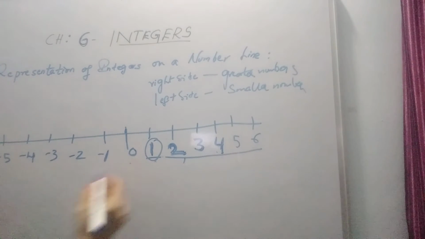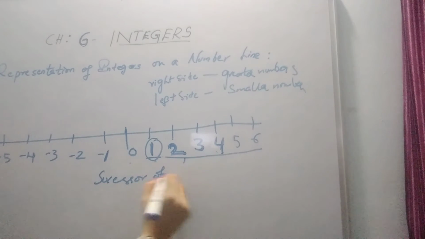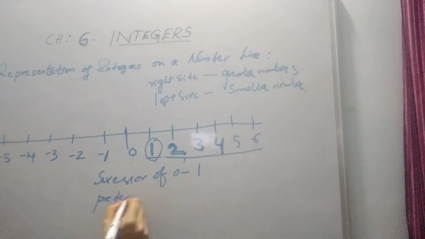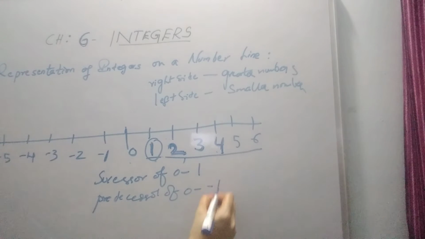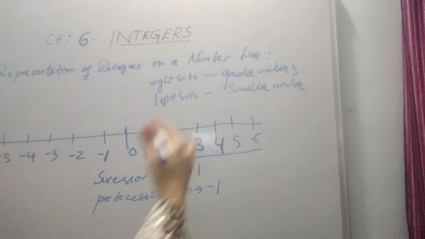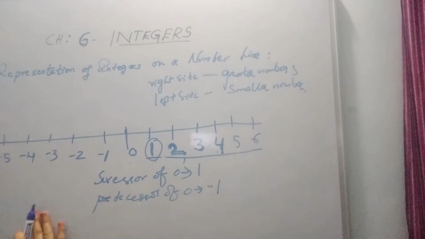Here successor of 0 means 1 and predecessor of 0 is -1. Here we have to write successor and predecessor of numbers like this. Successor means right side of that number and predecessor means left side of that number. Here we can represent integers on number line like this.